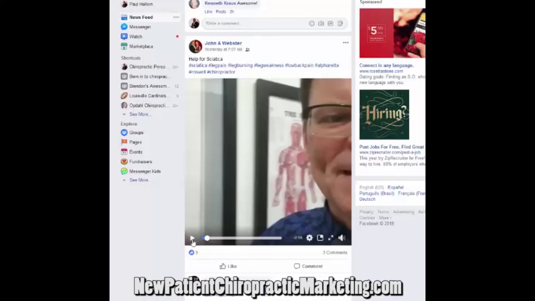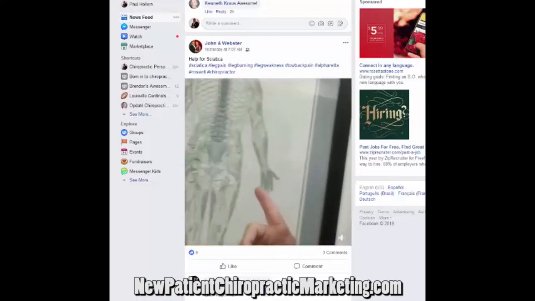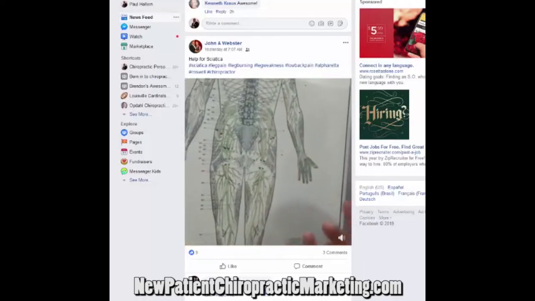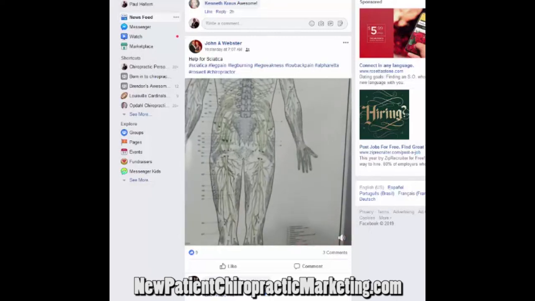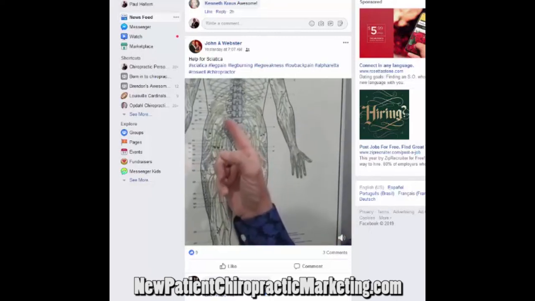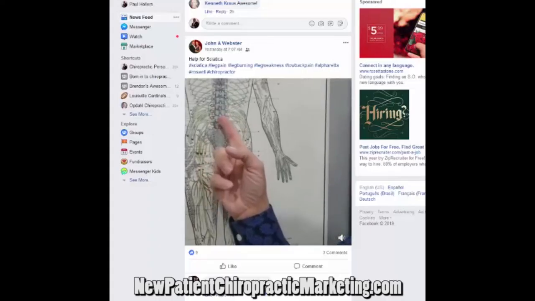Now, the next problem about sciatica. Sciatica is a diagnosis that's used very, very often. And the sciatic nerve comes out of 2 or 3 different levels in your spine.